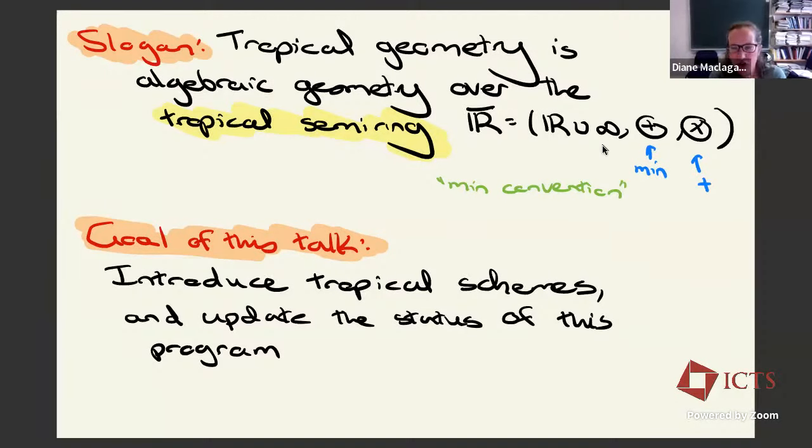I should say, just as a notational point, I will write R bar for the tropical semi-ring. I will be using the min convention. So that means R bar is R union positive infinity with the operations tropical plus, which is minimum, and tropical times, which is usual addition.